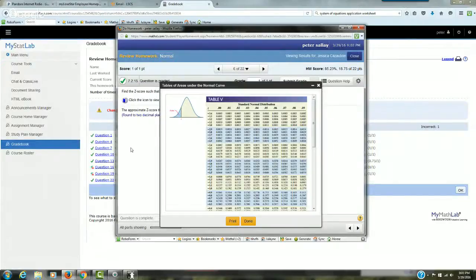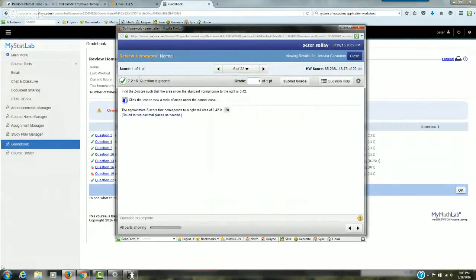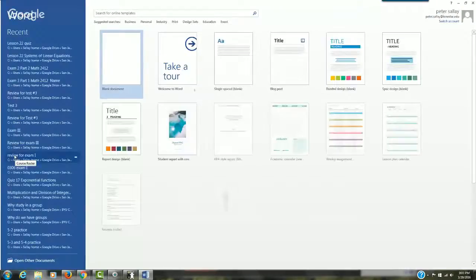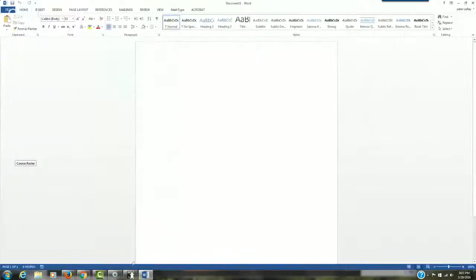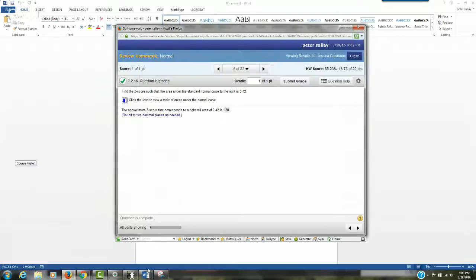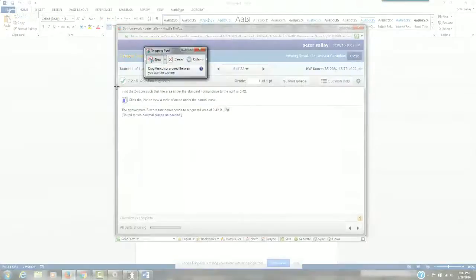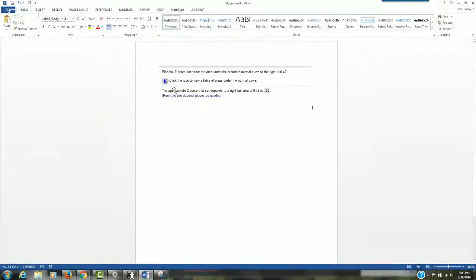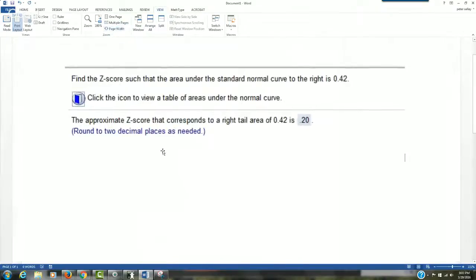Any way you can make it bigger? Yes. Okay. Sorry. Pull up something I can click on. And then let me full screen this. All right, that better? Yeah, that's better.